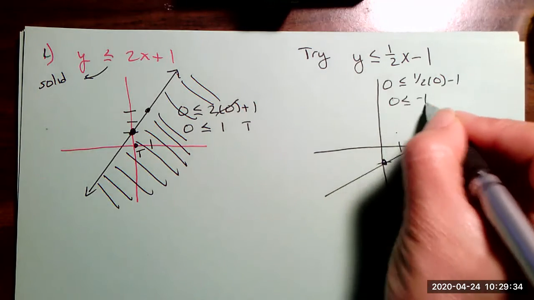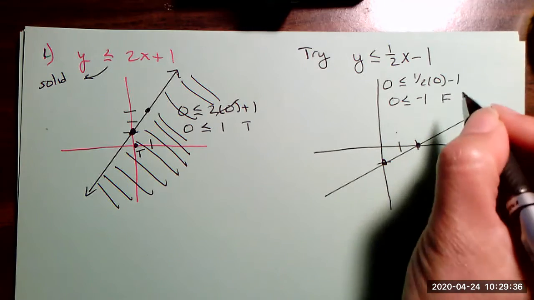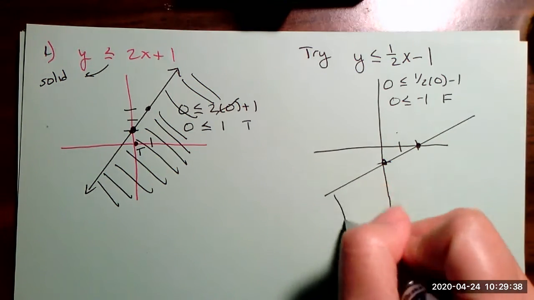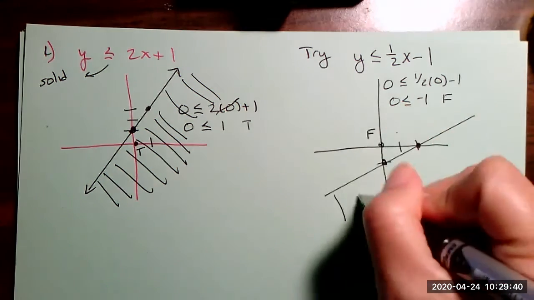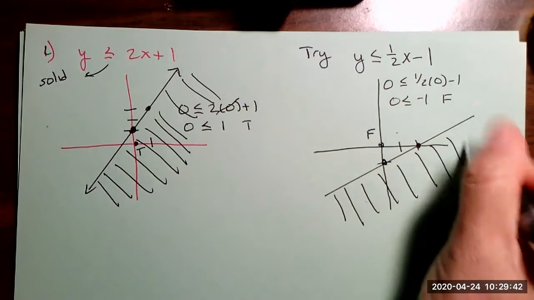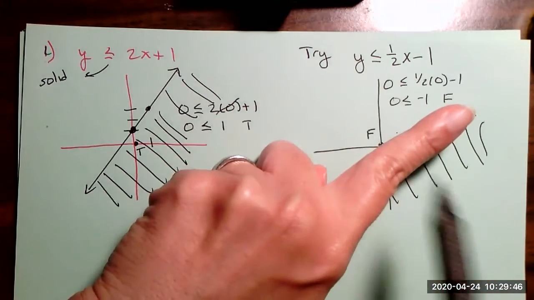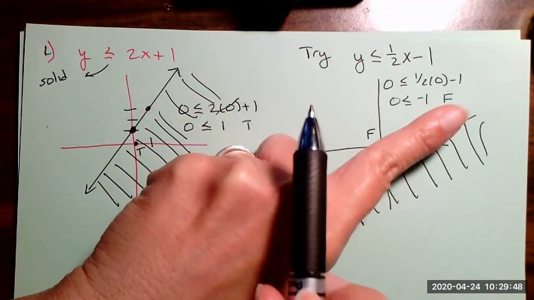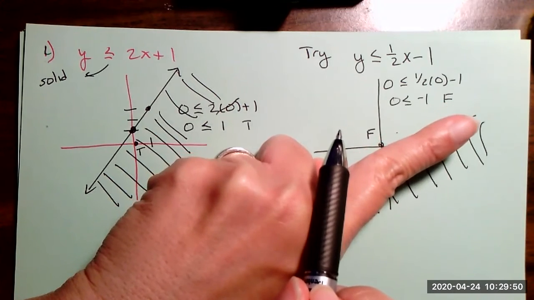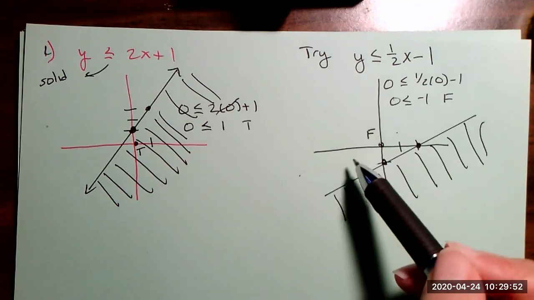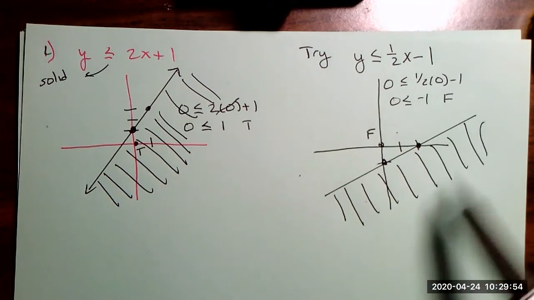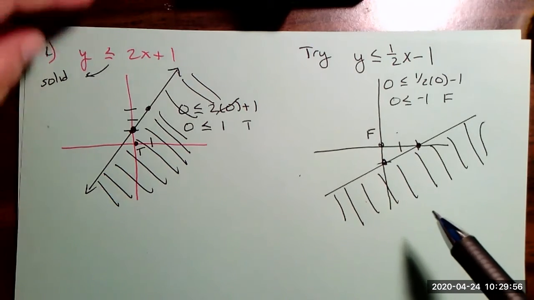Is 0 less than -1? That's false. So this is it. 0, 0 is false. So this is the side that I shade, right? Because remember, my dividing line separates the true and the false. So if I find out a point on this side is false, then everything on this side is going to be false, which means everything on this side is going to be true.